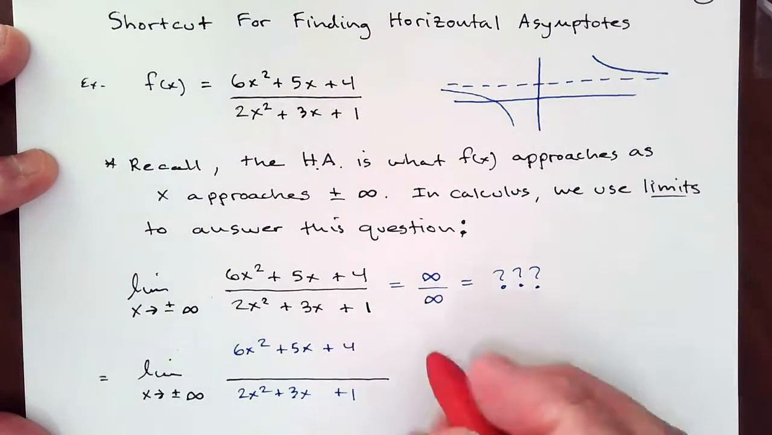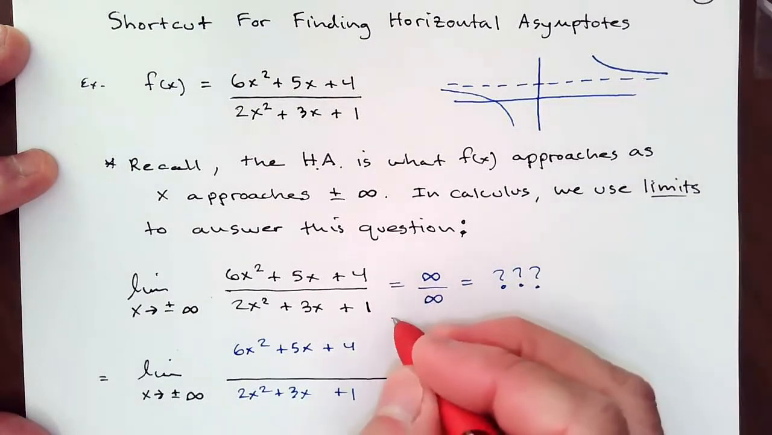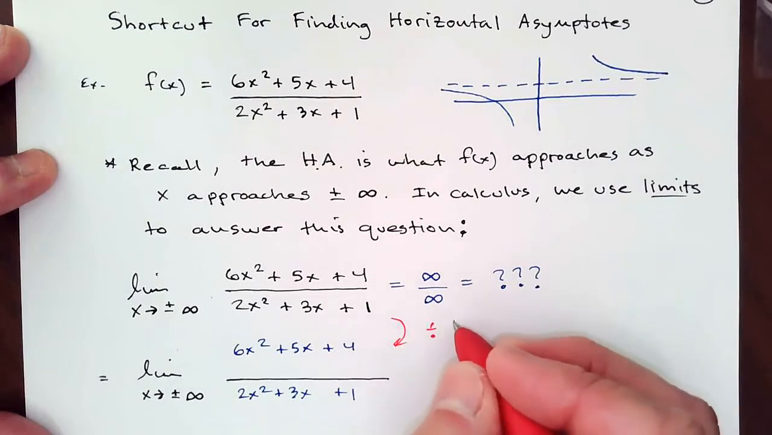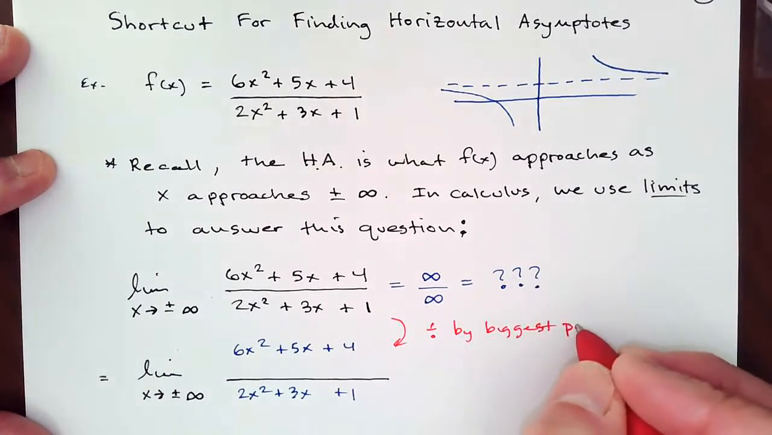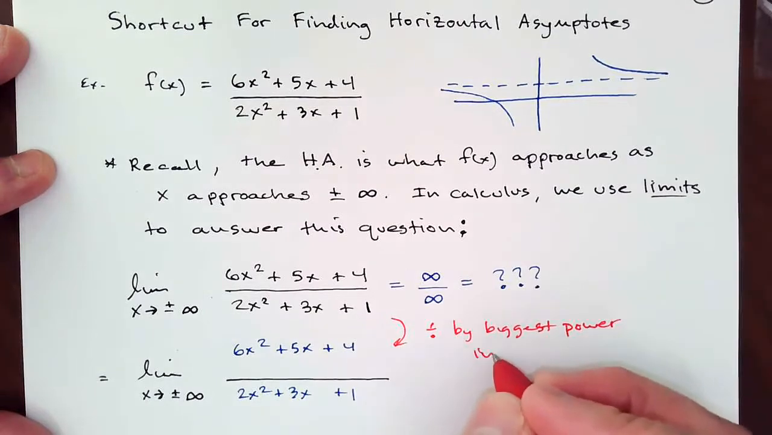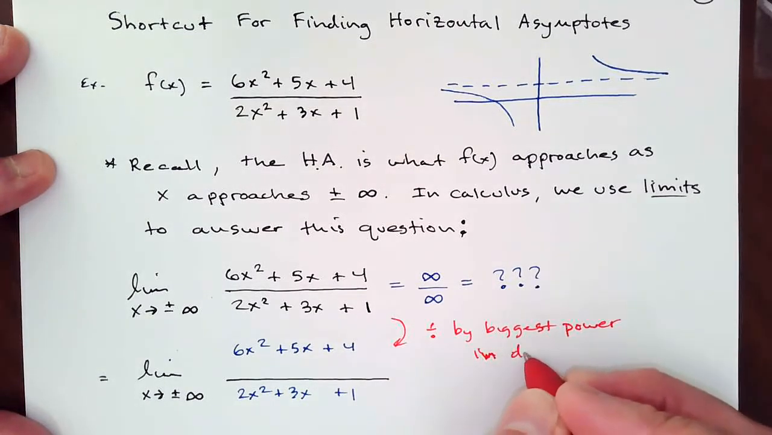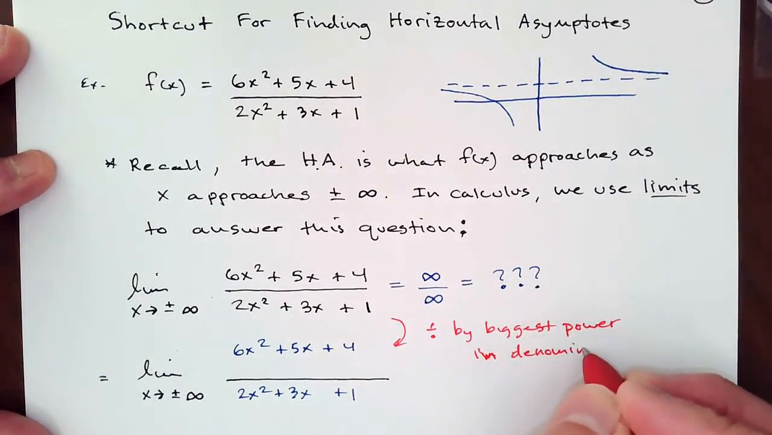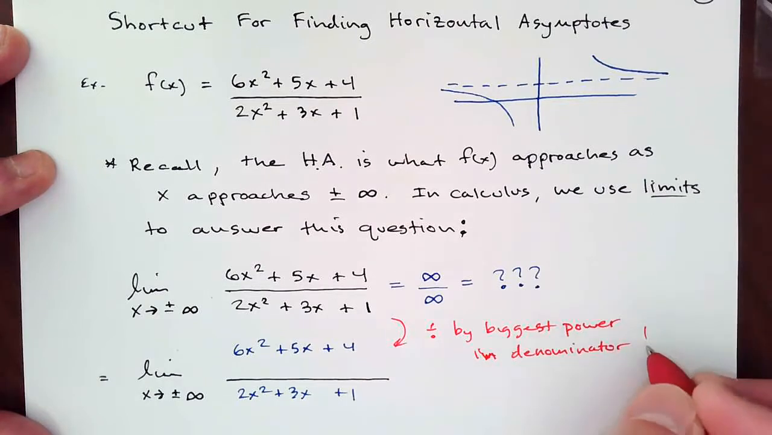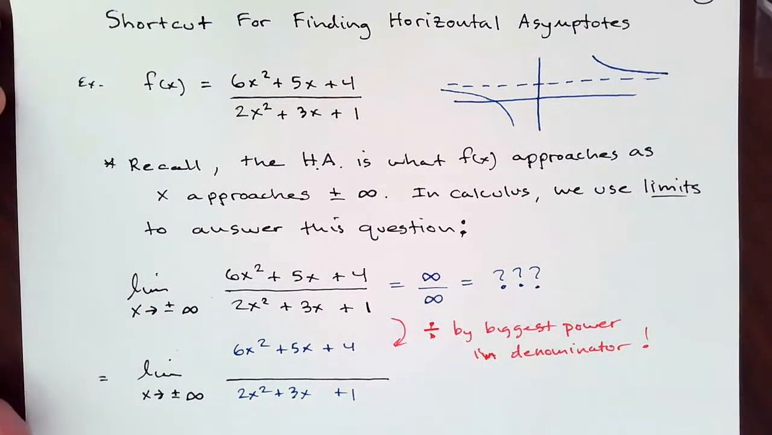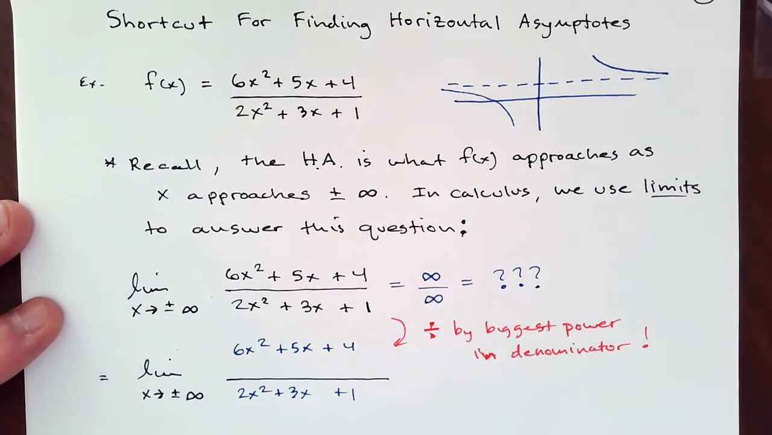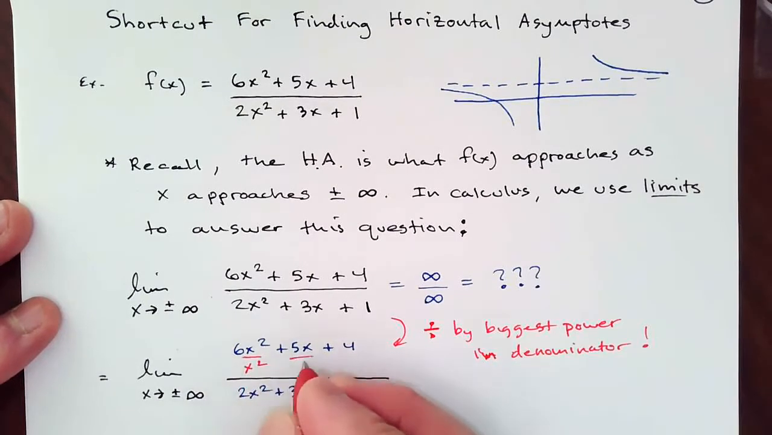I'll rewrite that again. So that's divide by the biggest power in the denominator. This is most likely how you'll do it in calculus. There are slightly different versions of doing the same thing, but we're going to divide everybody here by x squared. That's your biggest power of x in the denominator.